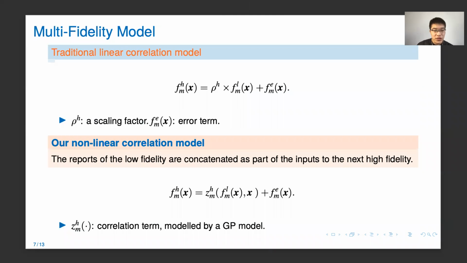Traditionally, researchers used linear models to connect the reports of low fidelities and the reports of high fidelities. f_m^L is the report of the low fidelity, and f_m^H is the high fidelity. Rho is a scaling factor, and epsilon is a noise term. In our method, the reports of the low fidelity are concatenated as part of the inputs to the next higher fidelity. Here, Z is a correlation function modeled by a Gaussian process model.